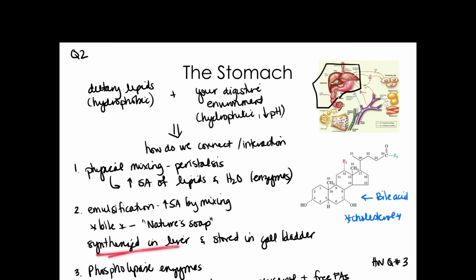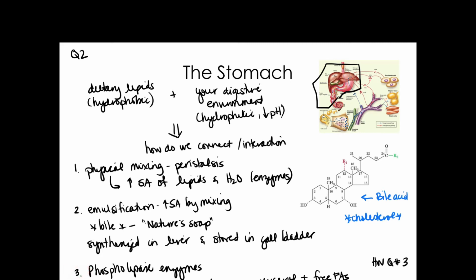So again, bile is synthesized in the liver, it's stored in your gallbladder, and again, just to highlight, it's synthesized from cholesterol. So the only real route that your body has for ridding itself of excess cholesterol is its production into bile acids and its excretion into your digestive tract.